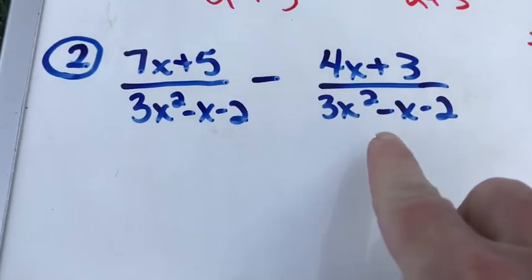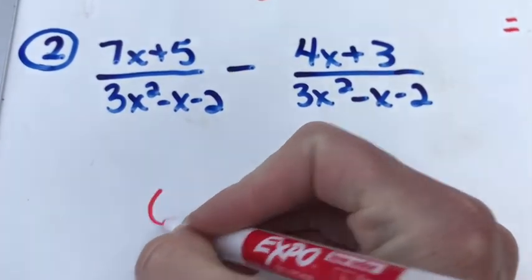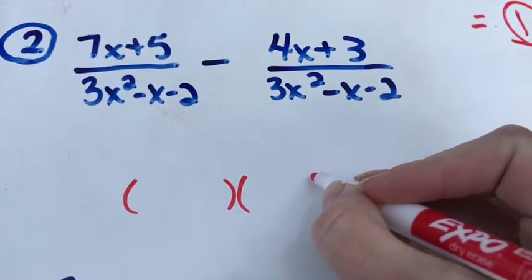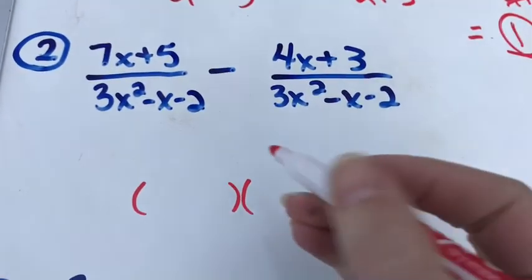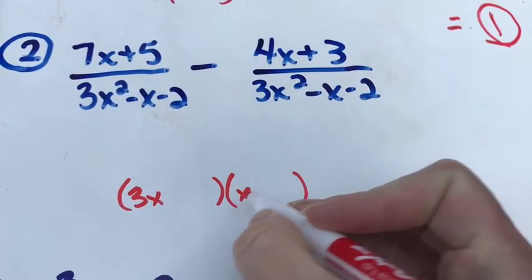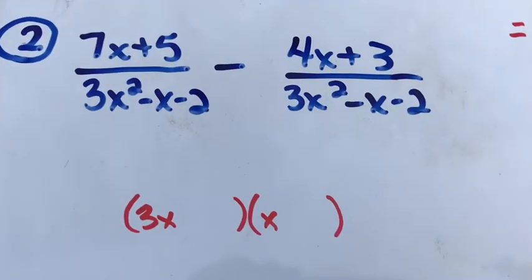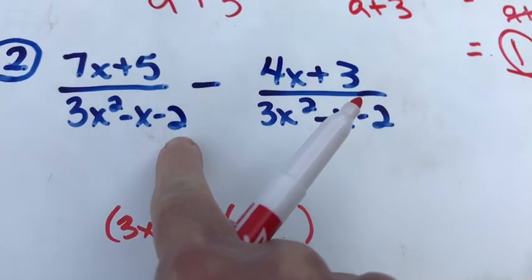Okay, it's the same denominator, but we're going to make it a factored denominator to see if in the end we get to cancel anything out. There is a number in front of the x, so that makes it really fun. We've got 3x and x. That's the only possibility. Now we need to multiply to be a -2.